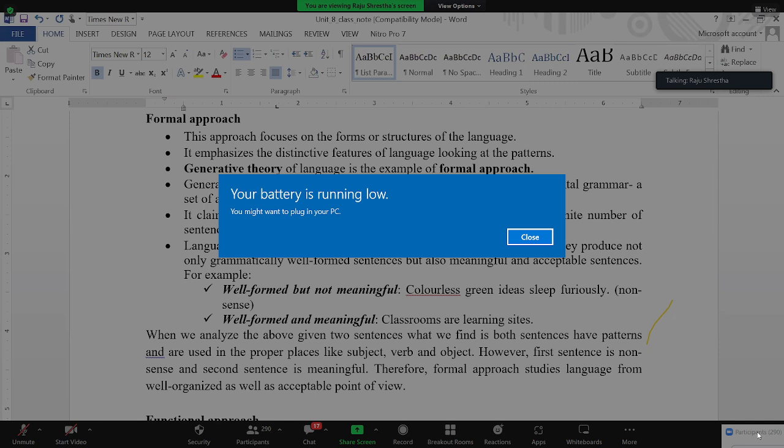For example, colorless green ideas sleep furiously. यो पनि उले स्टडी गर्छ तर के भन्छ भने this is syntactically correct, but semantically this is not acceptable. So the second sentence is classrooms are learning sites. This is syntactically also fine, subject, verb, object like this. Then semantically also fine. So के भन्छ भने formal approach ले rules are there, and speakers use or utilize those rules and produce or generate an infinite number of sentences which are grammatically correct also, semantically and syntactically also appropriate and acceptable in this way.